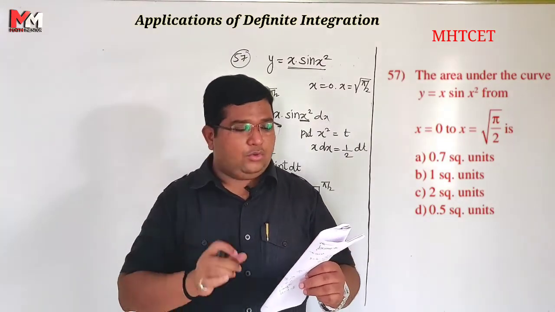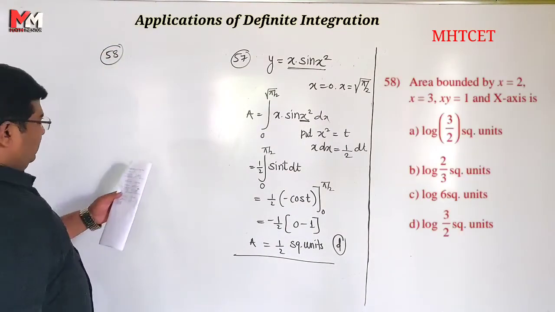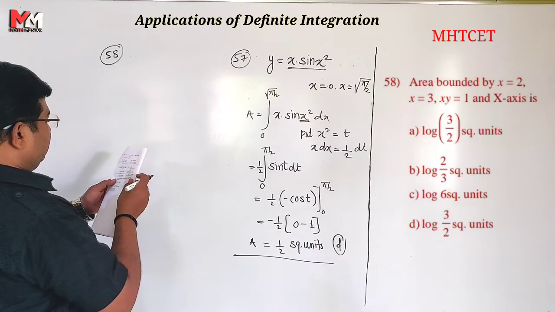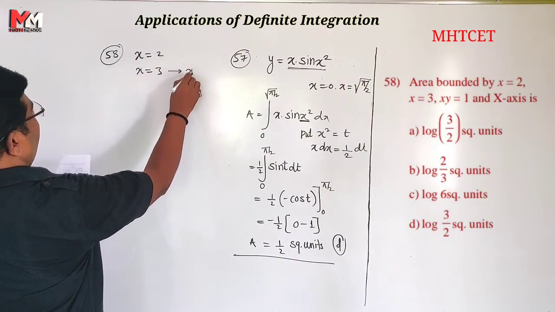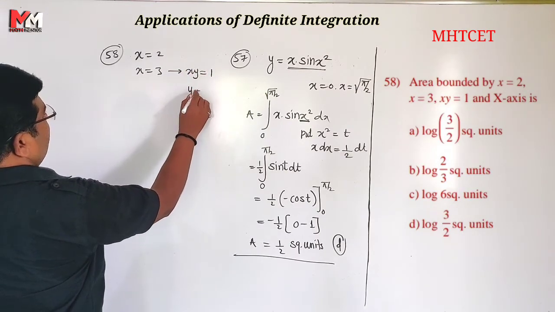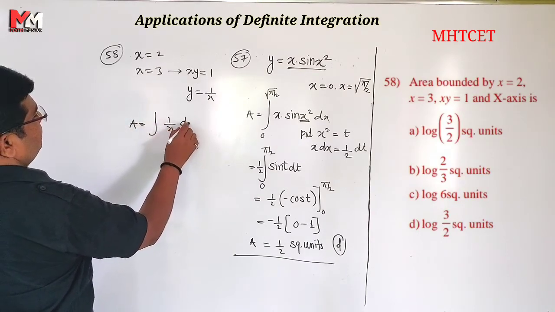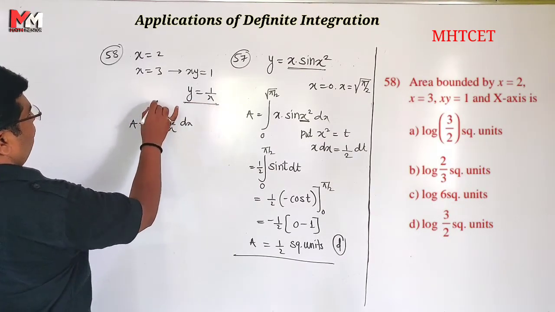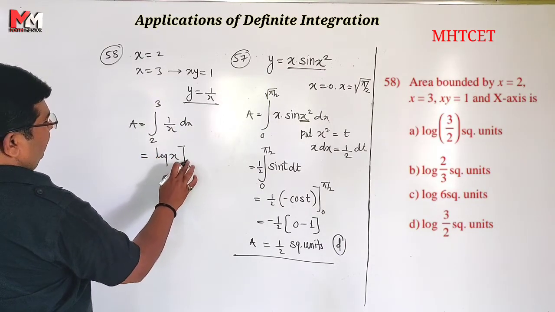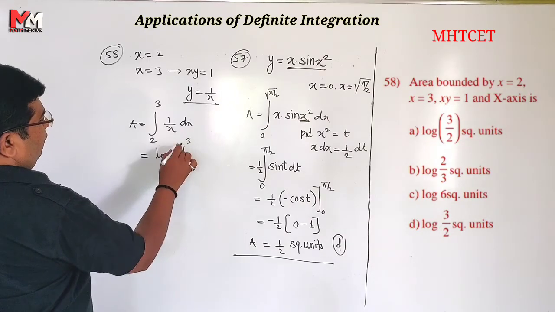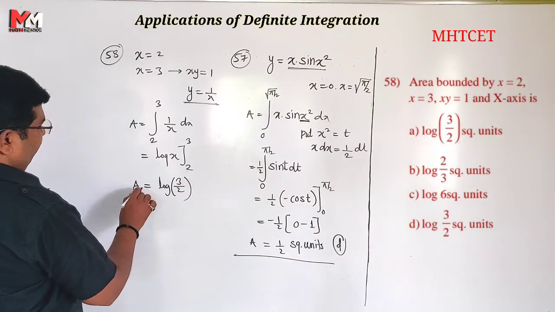Okay. Now 58. Look at the MCQ number 58. So area bounded by the lines x is equal to 2, x is equal to 3 and xy is equal to 1. So this implies y is equal to 1 by x. So required area is integration of 1 by x dx. This is y is equal to f of x from 2 to 3. Log x is the answer of this integration from 2 to 3. Log 3 minus log 2 is log 3 by 2. So required area is log 3 by 2.